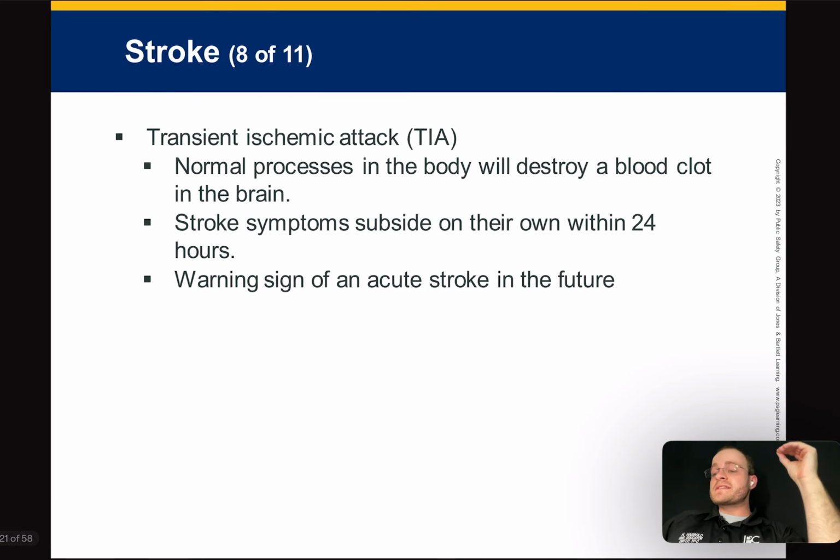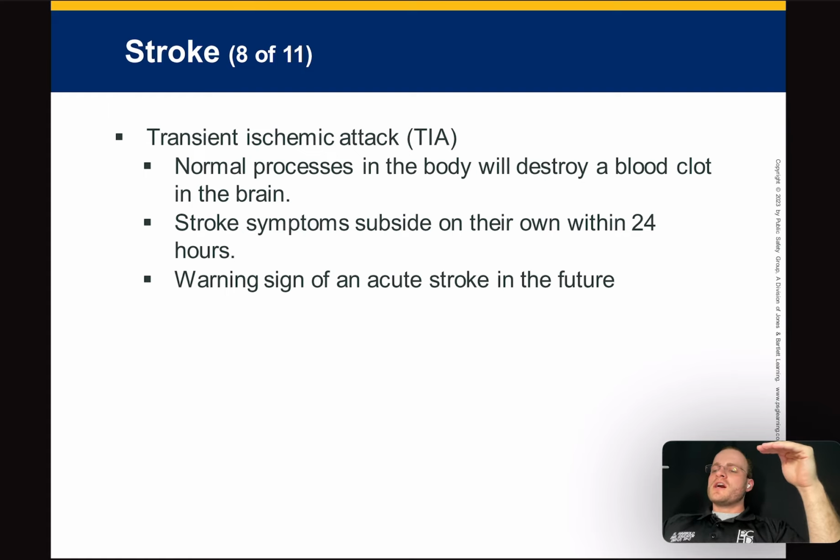Now, we have these things that are like warning strokes. And they're very serious. And they're called transient ischemic attacks. So if you've ever heard the derogatory term for a homeless person, they call them transients, right? Or gypsies or something like that. They call them transients. And so transient means to move, to come and go. Homeless people can come and go, gypsies will come and go, whatever, right? And so it means to be transient, okay?